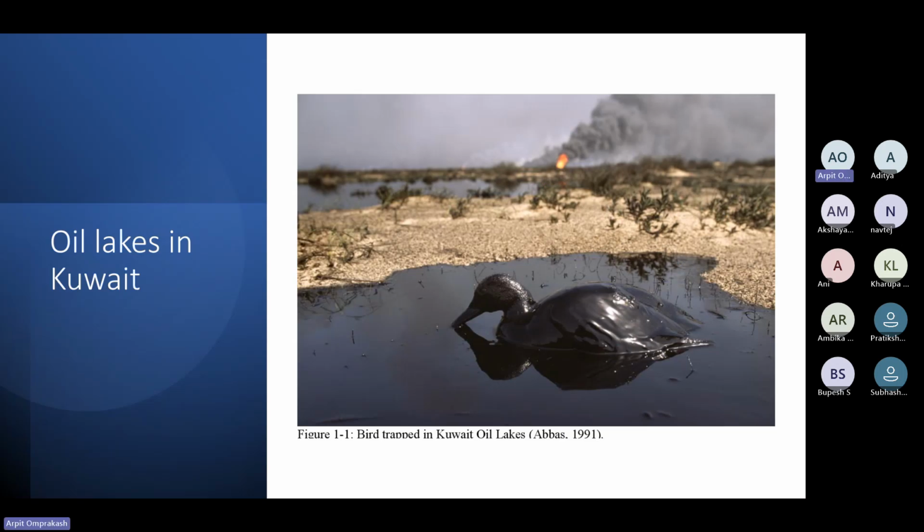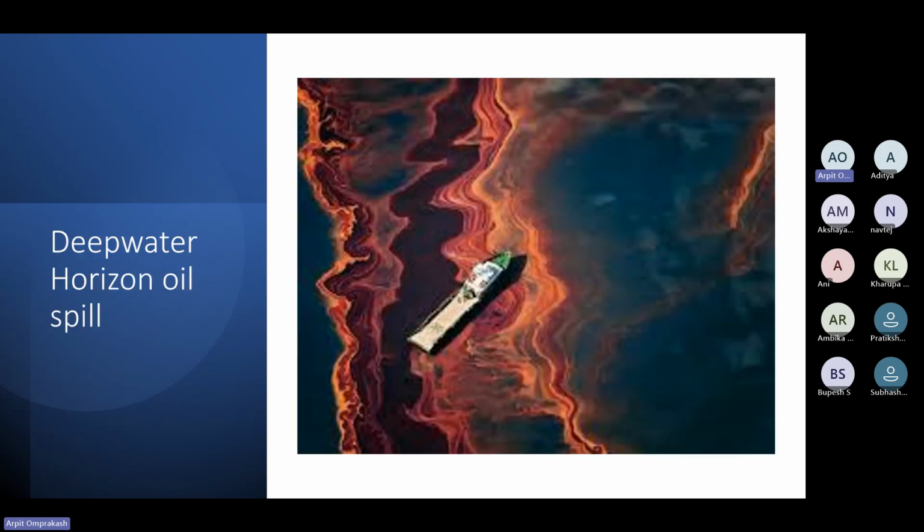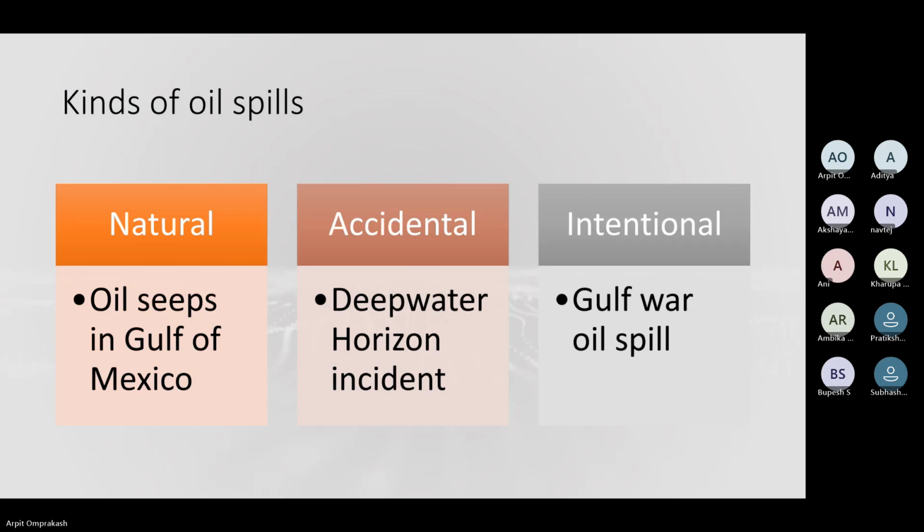So here is what an oil lake looks like on land. So basically you have a lot of land, trees, vegetation, but there's a lot of oil that is spilled all over here. And this is what an oil spill looks like in water. So there are three kinds of oil spills that are classified.